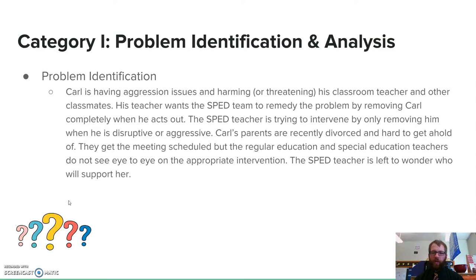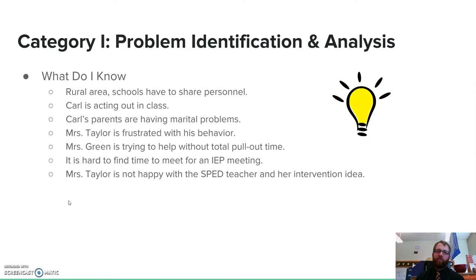And again, Mrs. Green, the special ed teacher, is left to wonder at the end, feeling like she's not getting any backing on this intervention plan. So what I know, it's a rural area, Schuyler Elementary, and because of this, and this goes into the plan now, Mrs. Green is feeling like she's not supported. They have to share personnel. They have to share school nurses and psychs and OTs and PTs and all of these different school professional personnel.